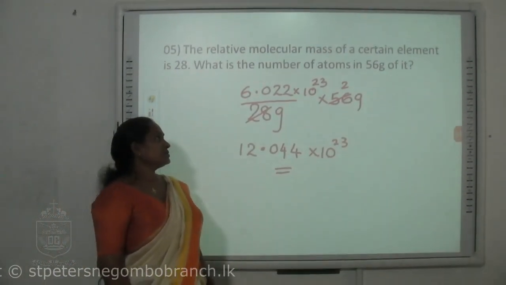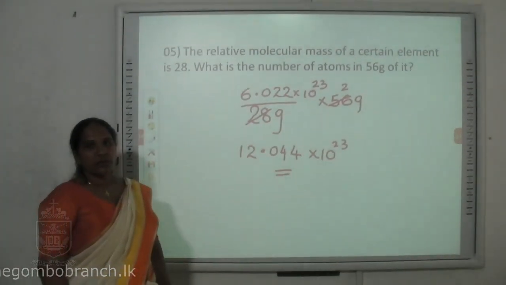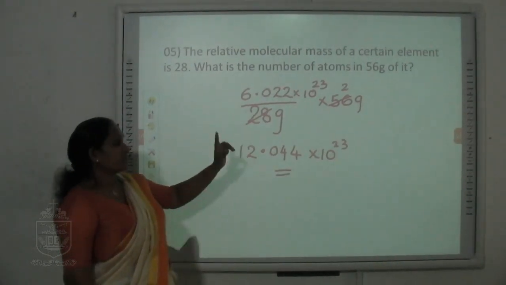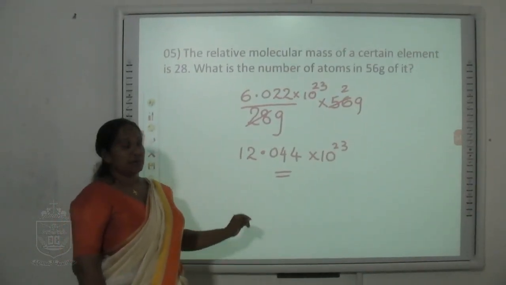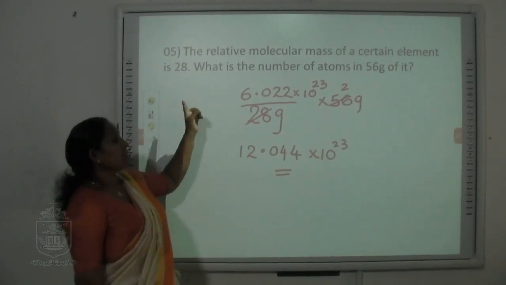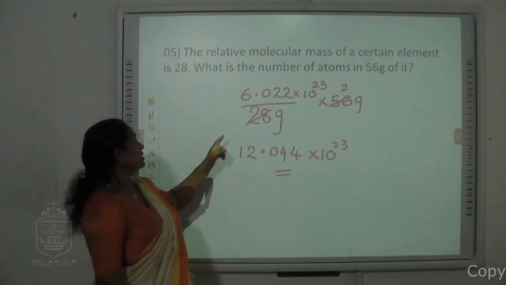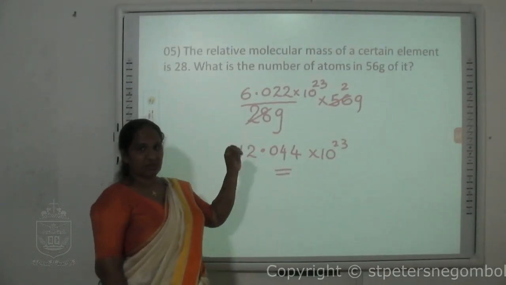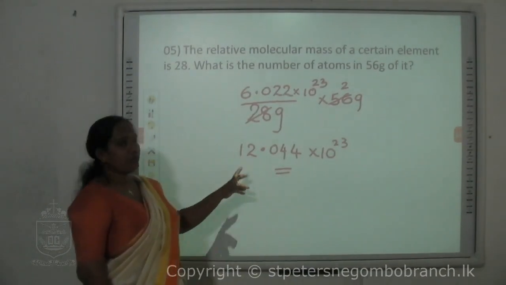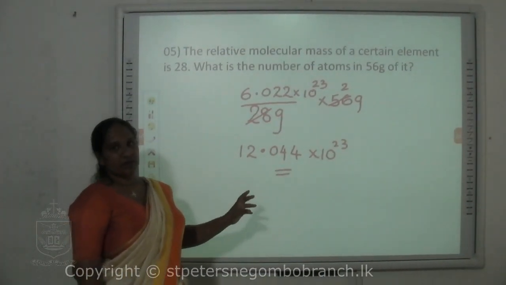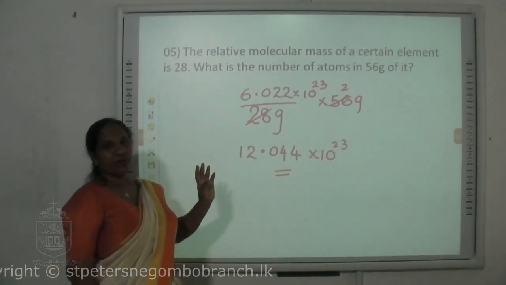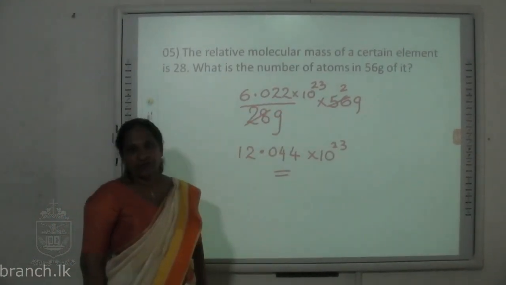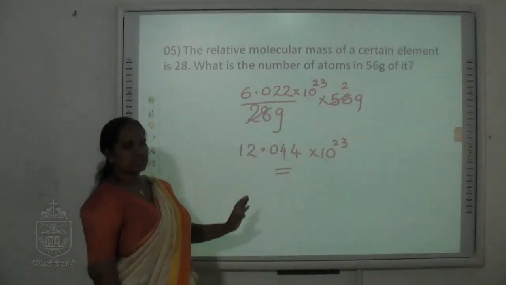When asked for atoms, you have to find the Avogadro number and multiply. The thing you know is that when the relative atomic mass or relative molecular mass is given in grams, the number of atoms or molecules in it is constant, that is the Avogadro number. Then in 28 grams this much, then into 56 grams. So this is the answer.